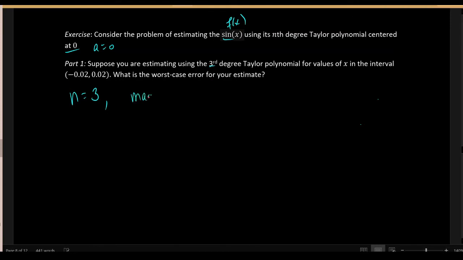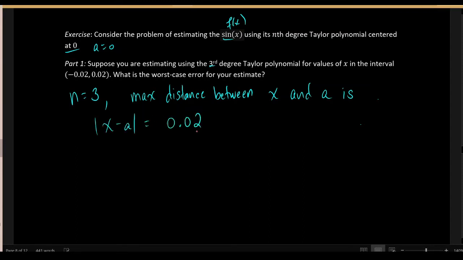So the max distance between the x value and the center is at the endpoint of this interval. The max value is equal to 0.2. From the center at a equals 0, you can either go 0.2 units in the positive x direction or in the negative x direction. That's the max distance.